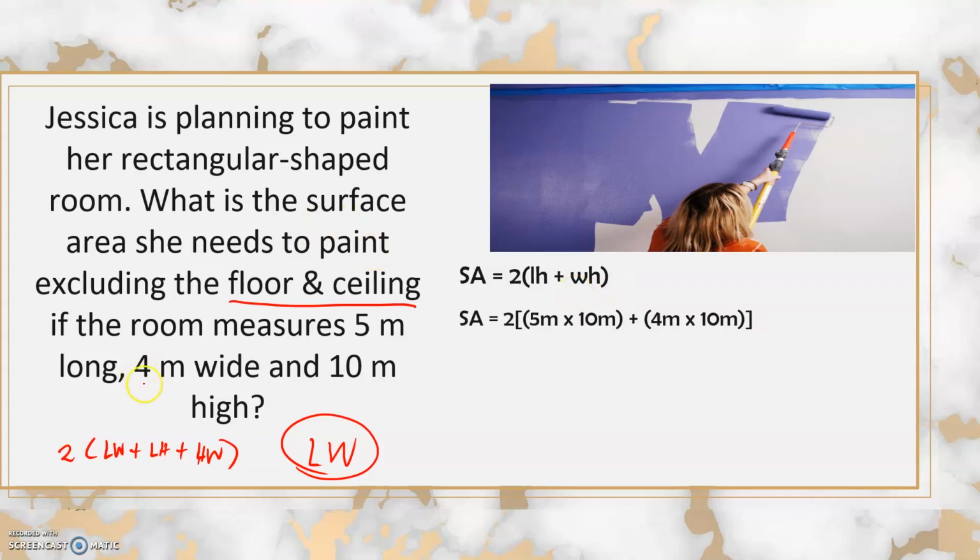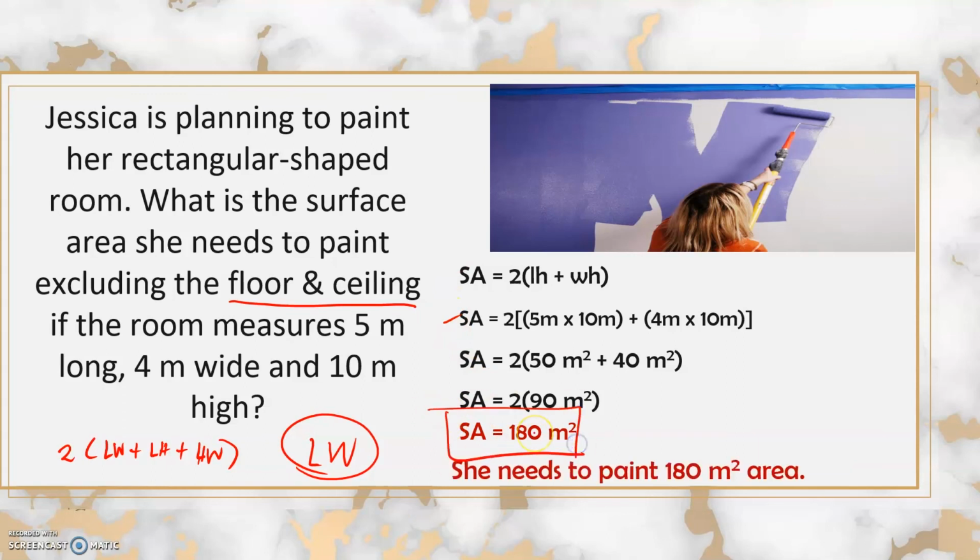Substituting the given information we have here for length, height, and width, we'll have this equation. And solving the operations correctly will give us 2 times the sum of 50 square meters and 40 square meters, which is equal to 2 times 90 square meters, which will give us the surface area of 180 square meters. Therefore, she needs to paint 180 square meters area.